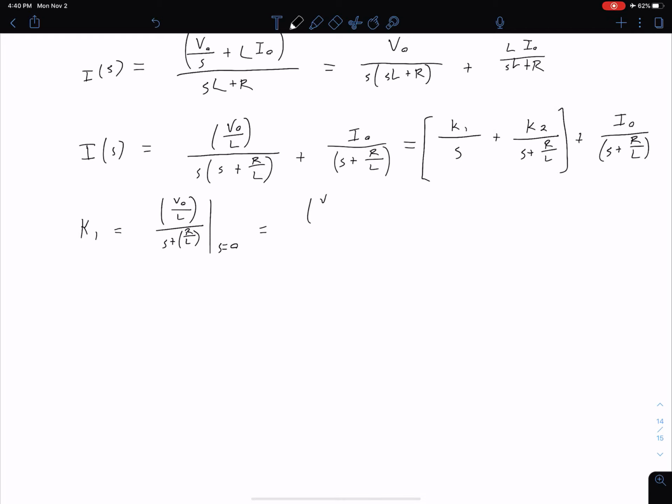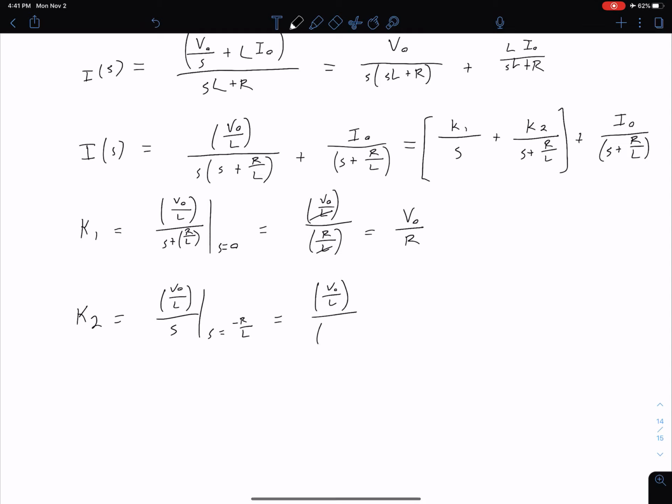So if we do that, we get V naught over L divided by R over L. We can see our L's are going to cancel out, and we get V naught over R. Similar thing for our K2. We have now V naught over L divided by S evaluated at S equals negative R over L. So plugging in that, we have V naught over L in our numerator divided by negative R over L. Our L's again are going to cancel out, and we're left with negative V naught over R.